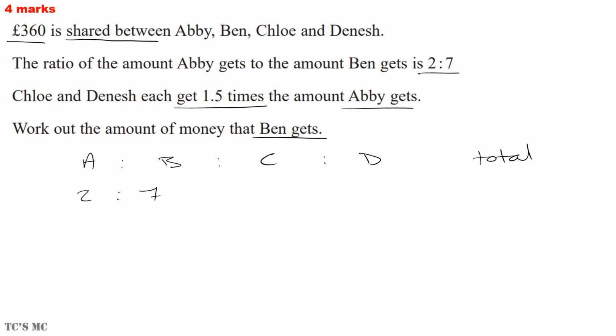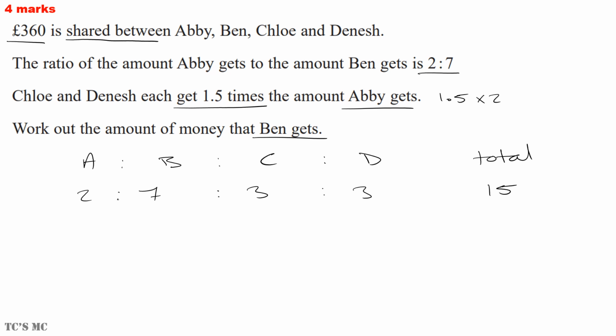We're told Chloe and Dinesh each get 1.5 times the amount Abby gets. So we need to do 1.5 multiplied by 2, and then we get 3 and 3. We now have 1 mark so far. To work out the total shares or the total parts altogether, add them up and we've got 15. So far we have 2 marks.